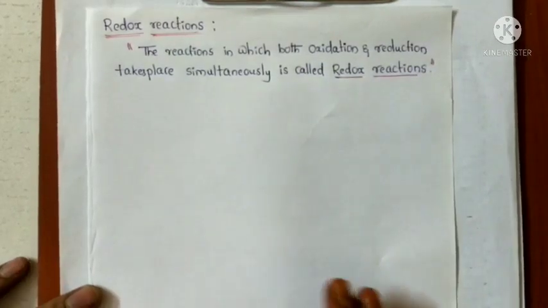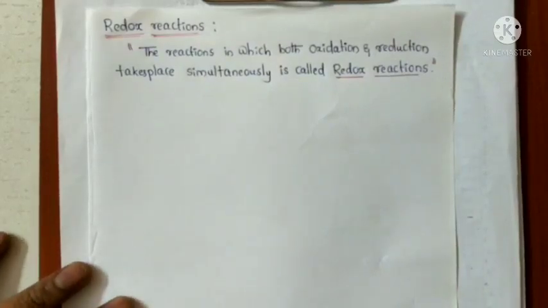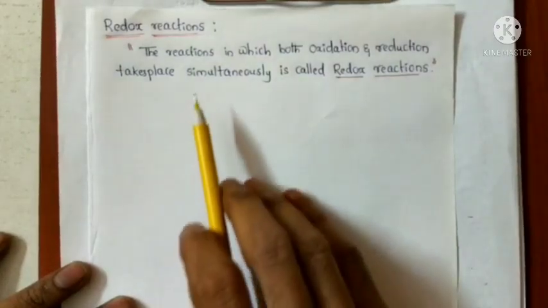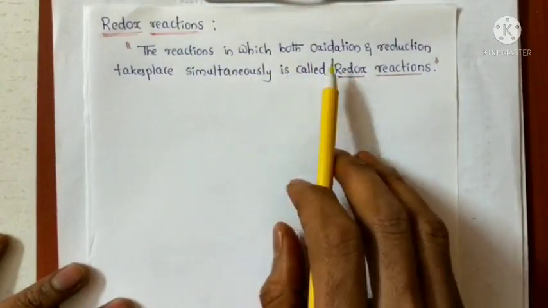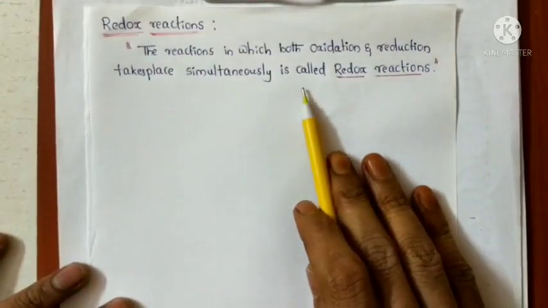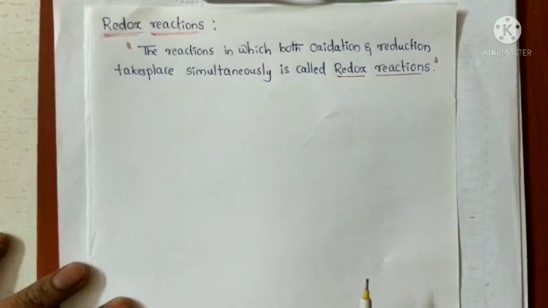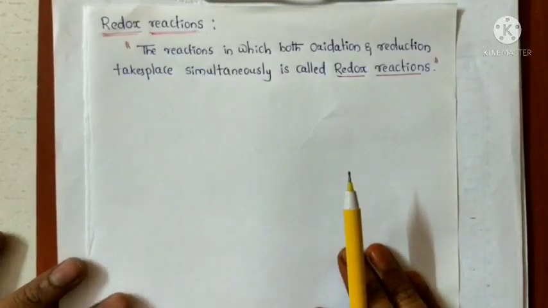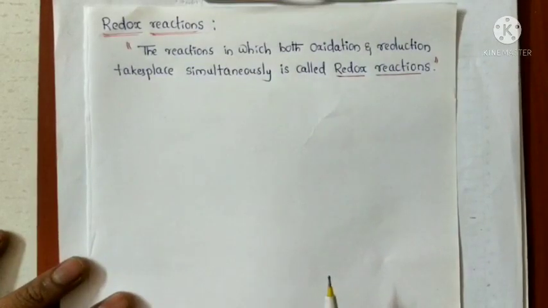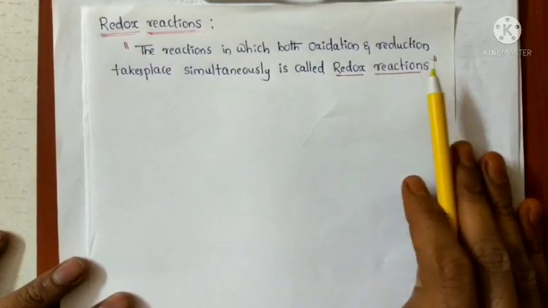Next, today we will discuss redox reactions. First, we will see the definition of a redox reaction. The reactions in which both oxidation and reduction take place simultaneously are called redox reactions. In our daily life, redox reactions also take place. Some reactions are oxidations, some reactions are reductions.